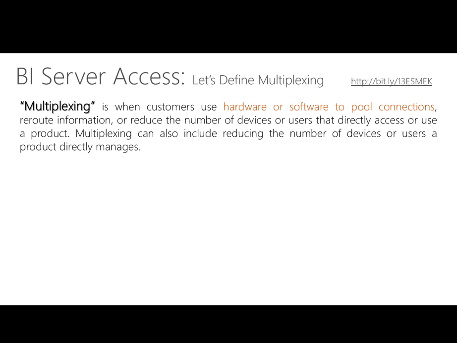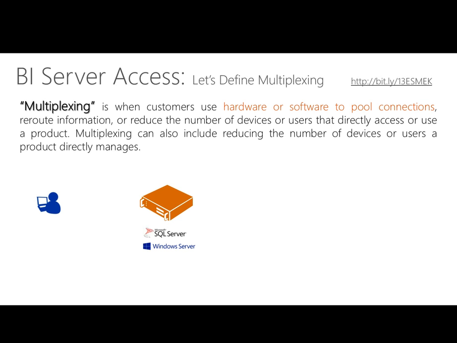It means, for example, a customer doesn't connect to the SQL database directly. The customer connects to the application, then the application or the device connects to the database. So that's like multiplexing. And multiplexing can also include reducing the number of devices or users a product directly manages. So here's a typical scenario of SQL Server CAL licensing.